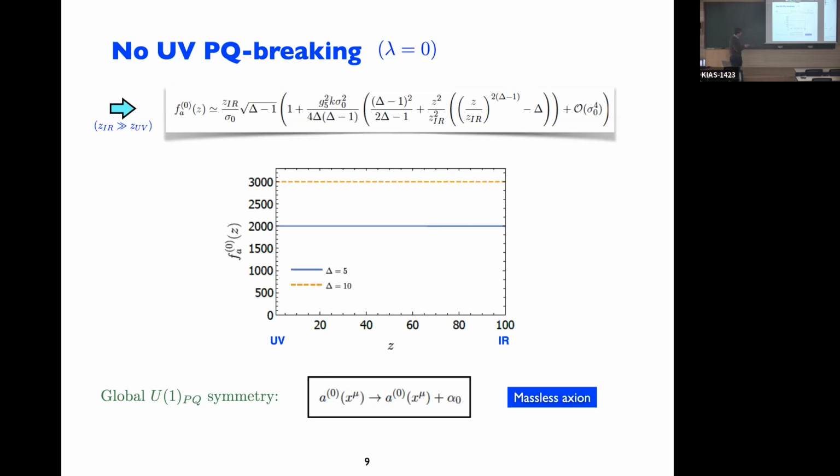This is an approximate expression for the profile of the axion, and we're just interested in the lowest lying state of the Kaluza-Klein tower. The heavy states, we don't care. We're just interested in the axion. That's its approximate expression. And here it is. I've plotted the profile as a function of z. This is the UV end, that's where the UV brane sits, and that's where the IR brane sits. And the profile is flat. The profile is plotted for two values of this dimensionless parameter delta, so it's 5 and 10.